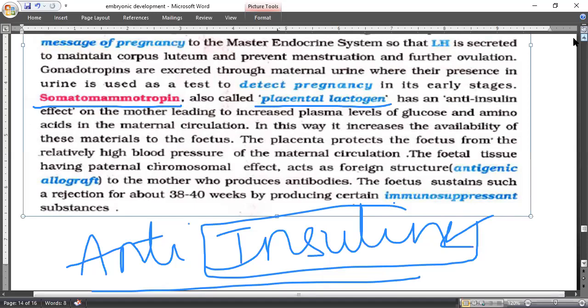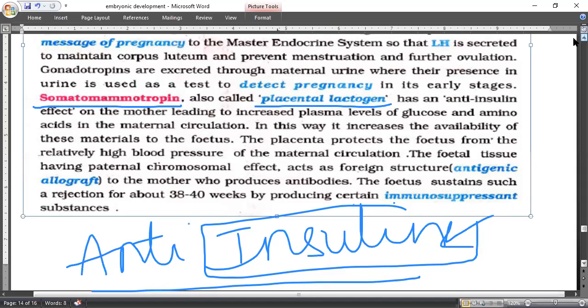In this way, it increases the availability of these materials to the fetus. Okay. The placenta protects the fetus from the relatively high blood pressure of the maternal circulation. Then the fetal tissue having a parental chromosomal effect.